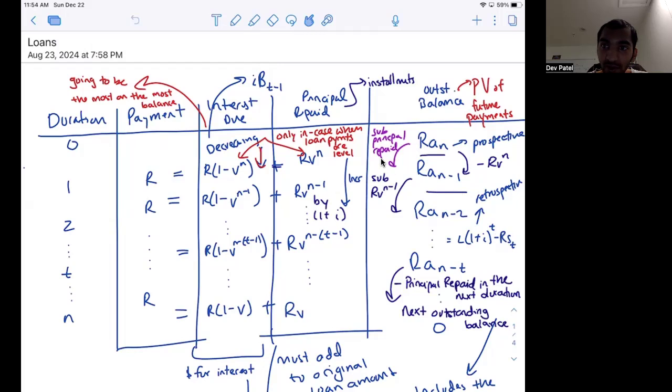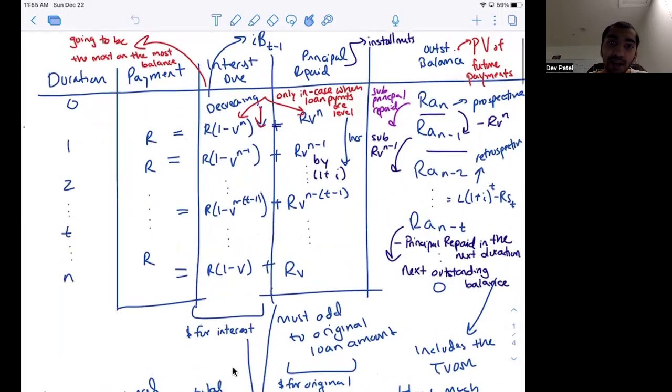Outstanding balance is also viewed as the present value of the future cash flows. So that's another important thing to note. If we take the sum of all of the interest dues and the sum of all of the principal paid, that will get us to the sum of all of the payments.